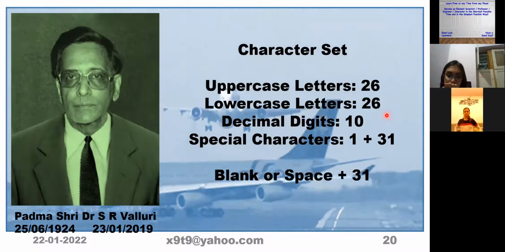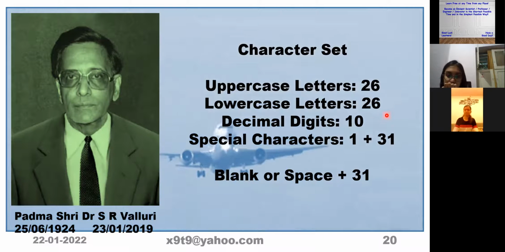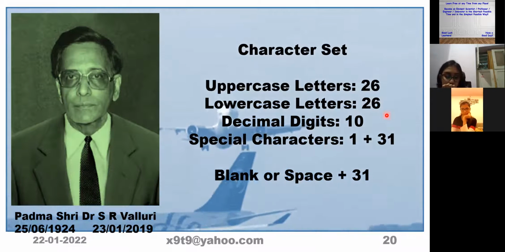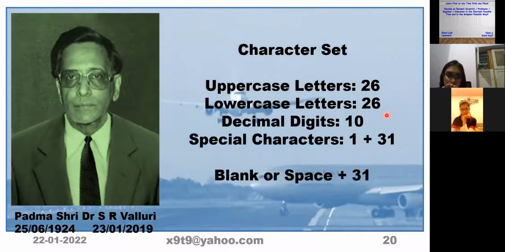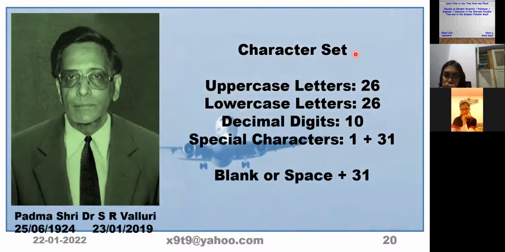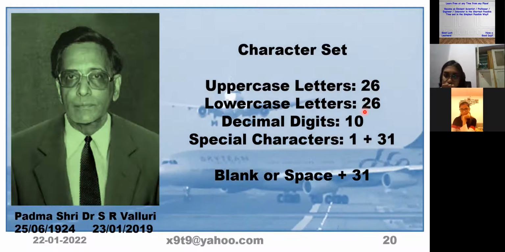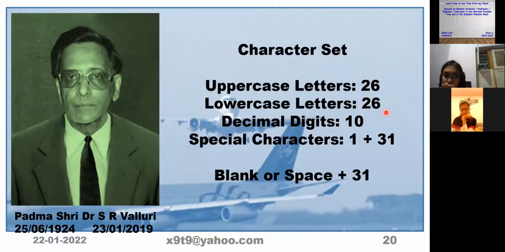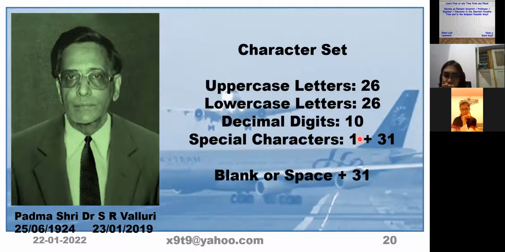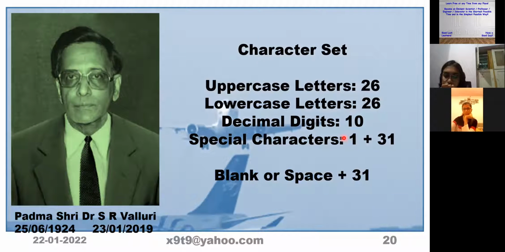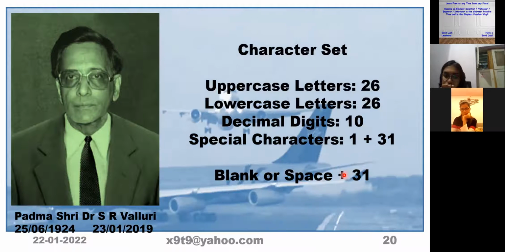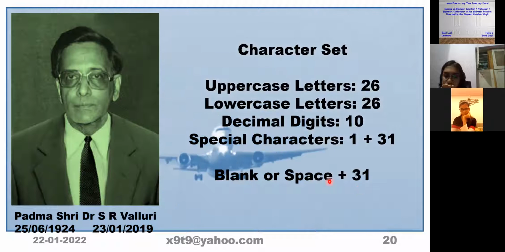This is for writing programs in theory papers for examination purposes, so that whatever we write is clear, correct, and complete for the examiners who go through the papers. They should be able to distinguish the characters one from the other. So the character set has 26 letters of the uppercase and 26 of the lowercase, and 10 decimal digits. Special characters are put as 1 plus 31, because 1 is an invisible character, a blank or space which you cannot see in printing, plus 31 which are printable or visible characters.